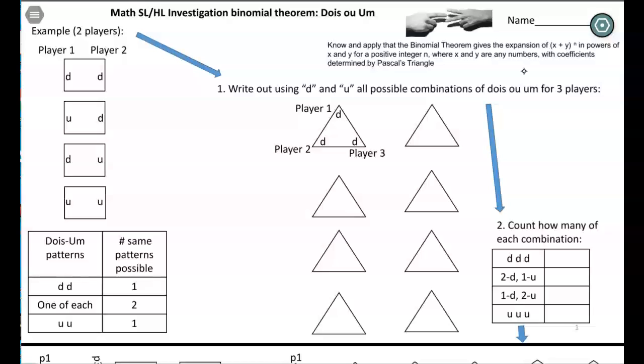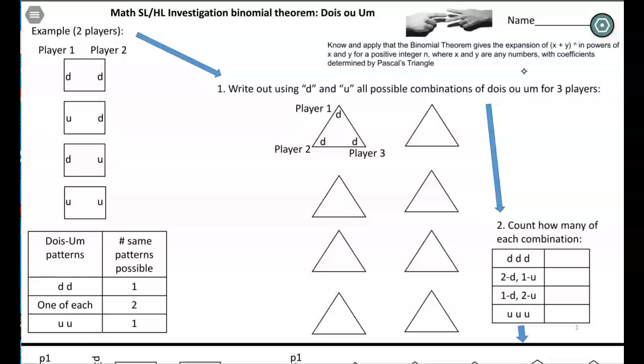So it turns out that Dois ou Um is useful to understand binomial theorem. We're going to go through some scenarios here, and then at the end we're going to talk about why this is related to binomial theorem. First of all, we're going to look at the case of Dois ou Um where you play with two people. In this case, you probably don't do Dois ou Um for two people. You probably do something else, right?